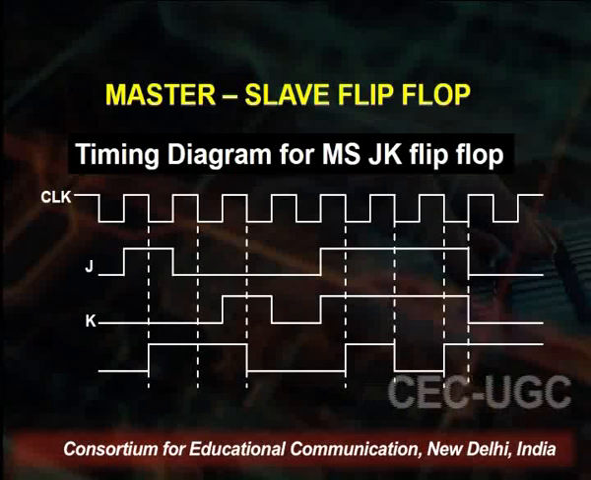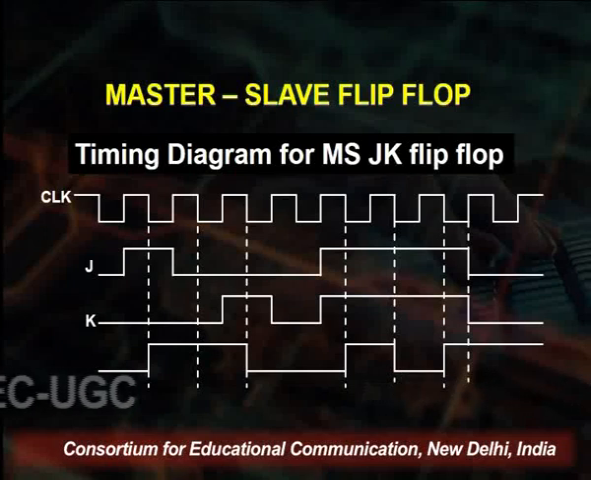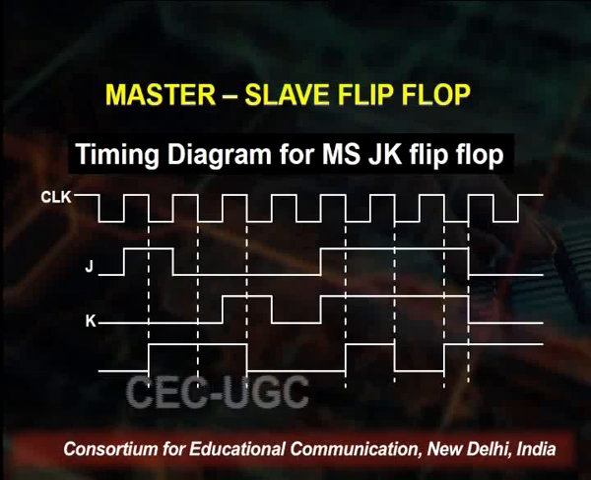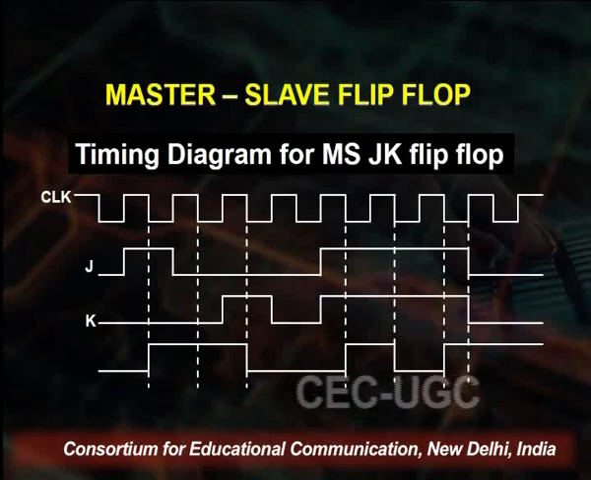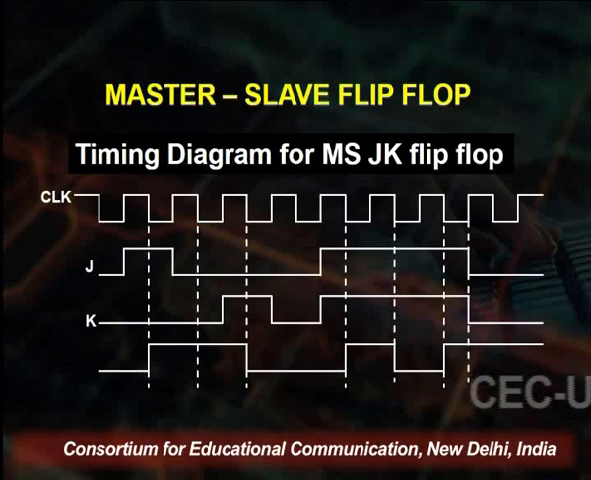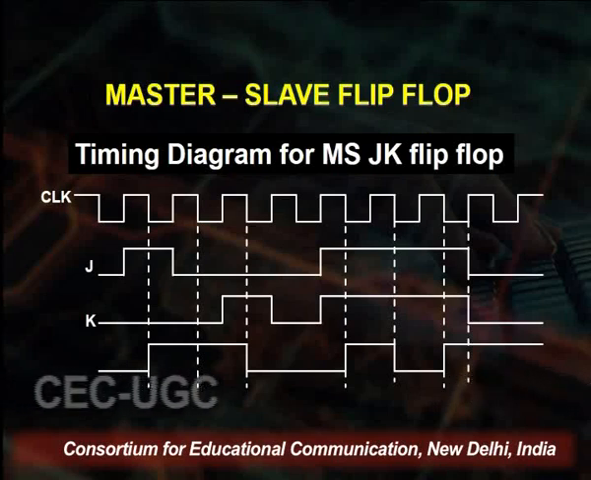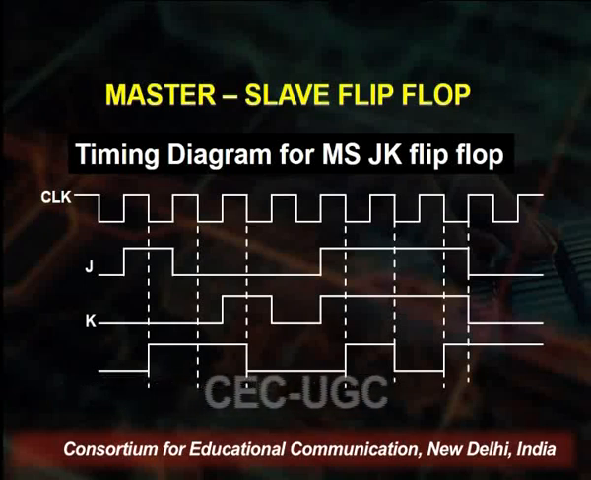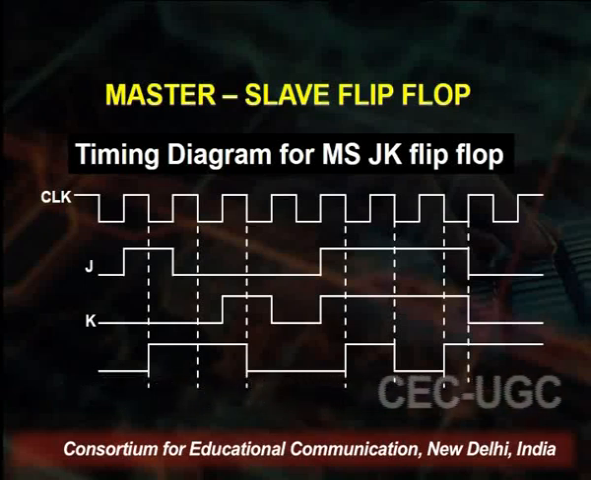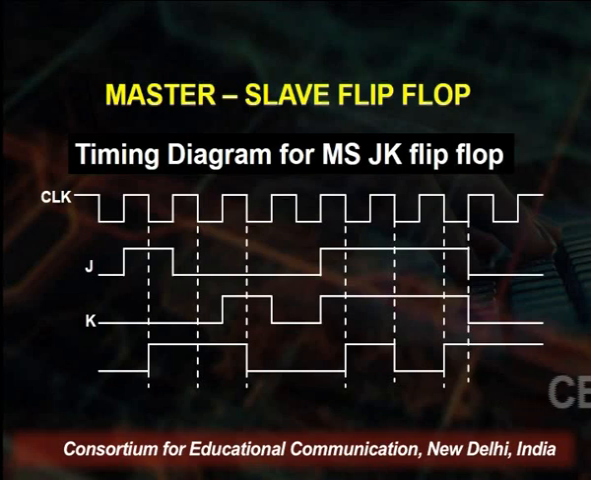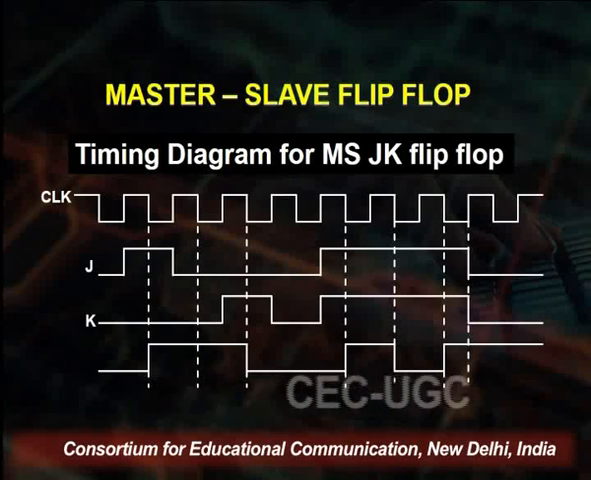So the timing diagram of, again, master-slave JK configuration is shown over here, and we see that it behaves in a perfect fashion. The only thing important over here to note is that we have an enhanced propagation delay compared to a normal JK flip-flop. The reason is very simple, that instead of one JK flip-flop, we are using two JK flip-flops in tandem.